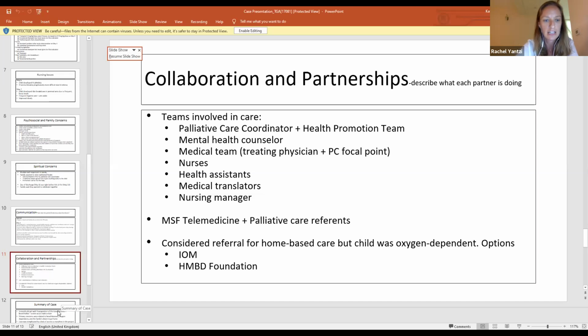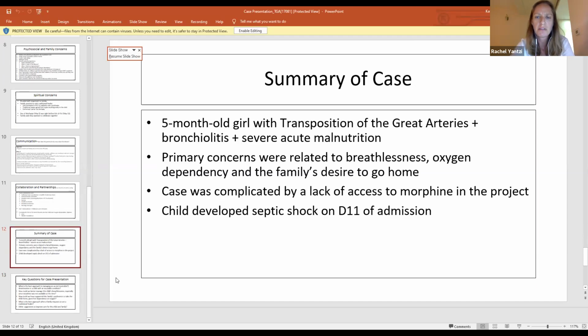All right, next slide. So just a brief summary. We had a 5-month-old little girl with transposition of the great arteries, also diagnosed with bronchiolitis and severe acute malnutrition. The primary concerns were related to breathlessness, oxygen dependency, and the family wanting to go home in that context. The case was complicated by the fact that at the time we didn't have morphine in the project, and then the child developed septic shock on day 11 of admission. So that is the end.